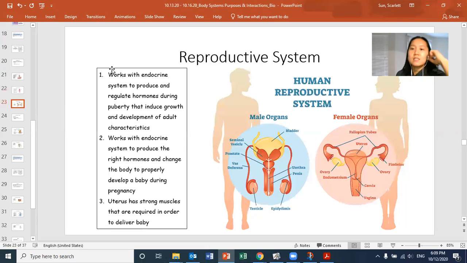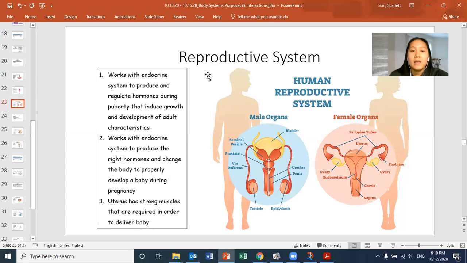The reproductive system is another one important for homeostasis because it works with the endocrine system to produce and regulate hormones during puberty that cause you to grow and develop adult sexual characteristics. Okay. The reproductive system also works with the endocrine system because it produces the right hormones to change the body during pregnancy to develop a baby properly, right? Female bodies change a lot during pregnancy. If they stayed the same and hormones didn't do their changes, then the baby wouldn't develop properly because there wouldn't even be enough room for them.